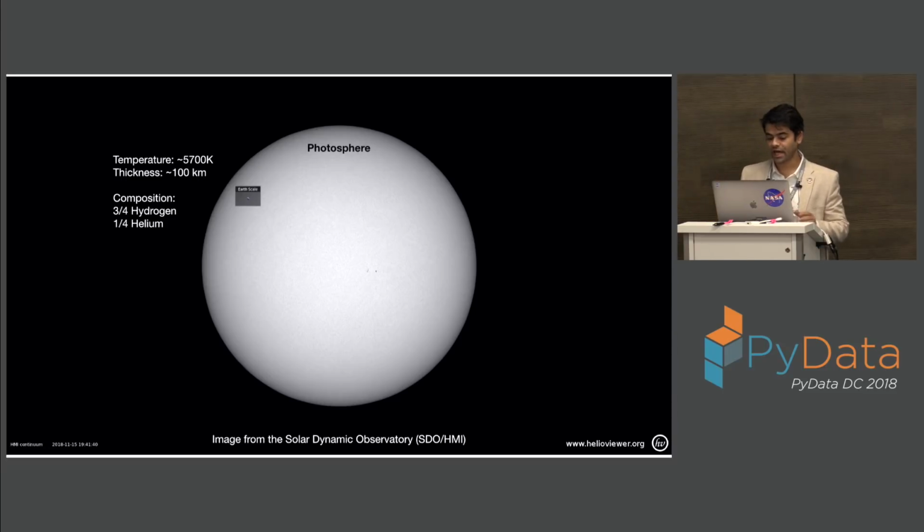So what you're looking at is an image taken from the Solar Dynamics Observatory, SDO, through an instrument called HMI. And it's in grayscale because the detectors are monochromatic. So it's very arbitrary how I present it. I chose grayscale. The Earth is on scale in case you don't really know the size of the sun.